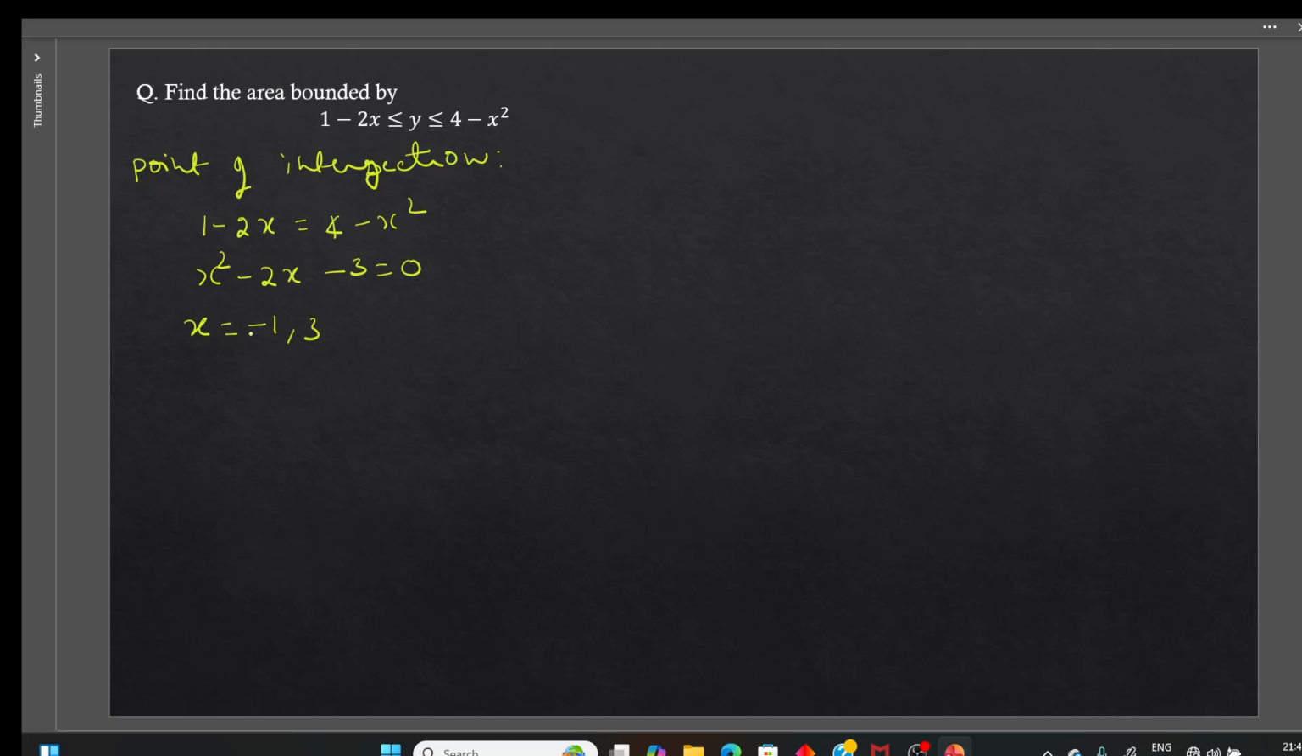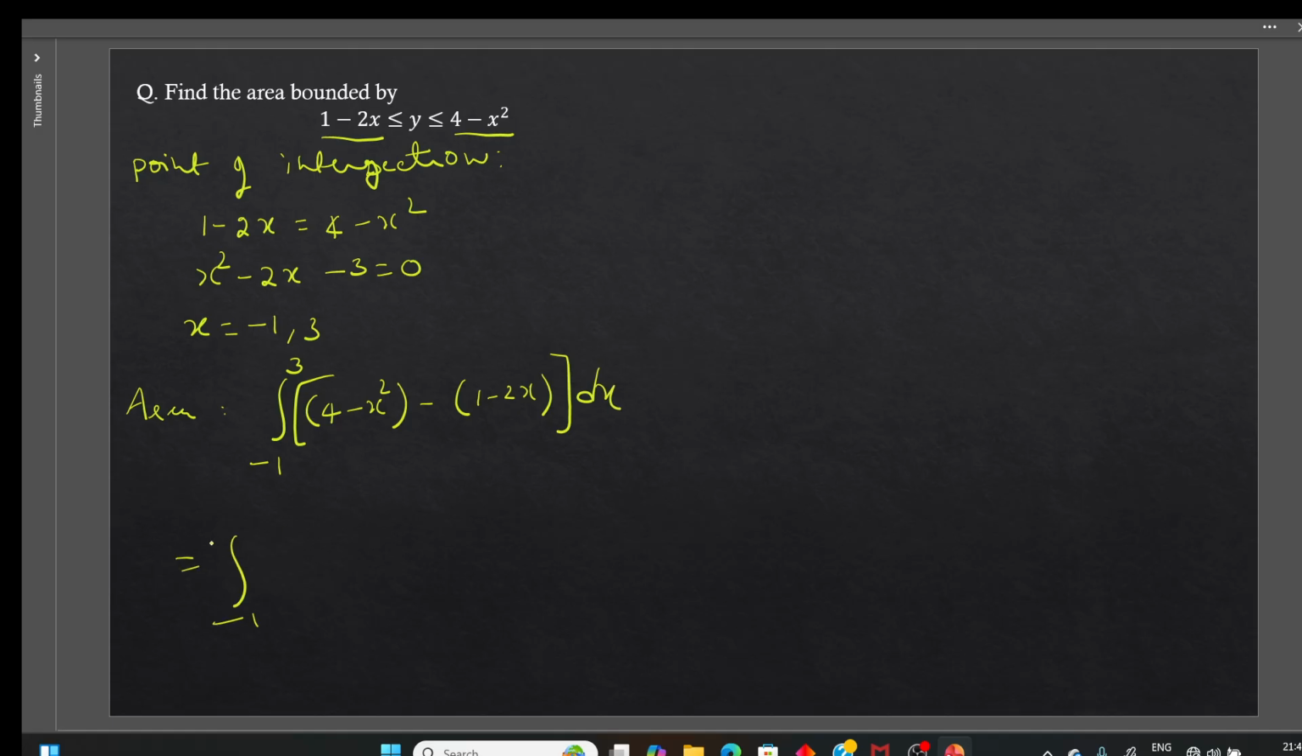3 ones are 3, and the negative sign is there, so minus 3, so 3 minus 1 is 2. In the question, the area is bounded by the curves. Here the upper curve is 4 minus x square, the lower curve is 1 minus 2x. So the lower limit is minus 1, the upper limit is 3. So the upper curve 4 minus x square minus the lower curve 1 minus 2x, whole dx.